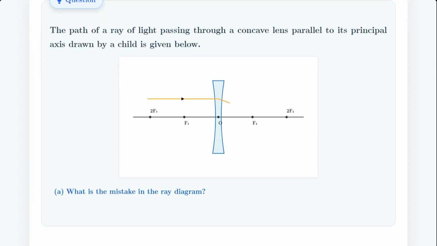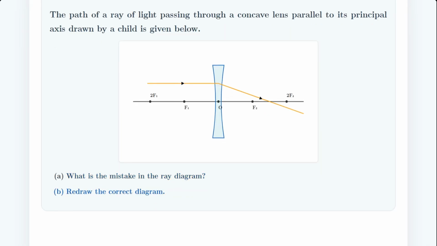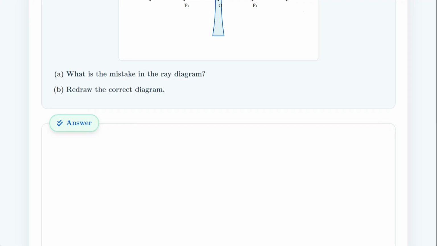Question A. What is the mistake in the ray diagram? Question B. Redraw the correct diagram. Let's check the answer.